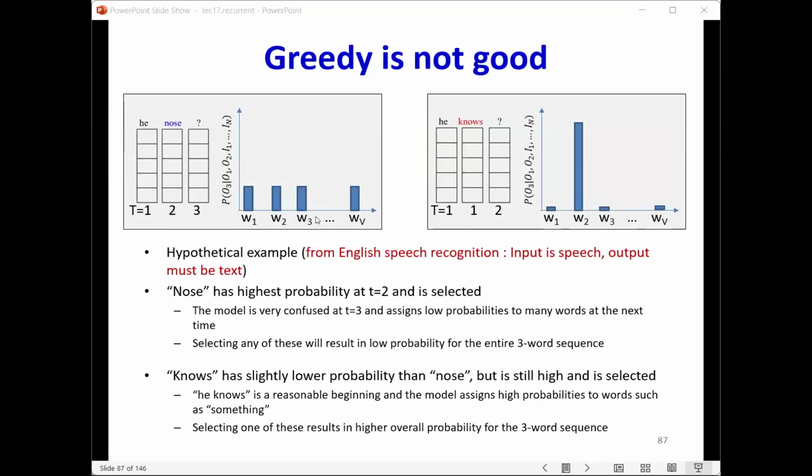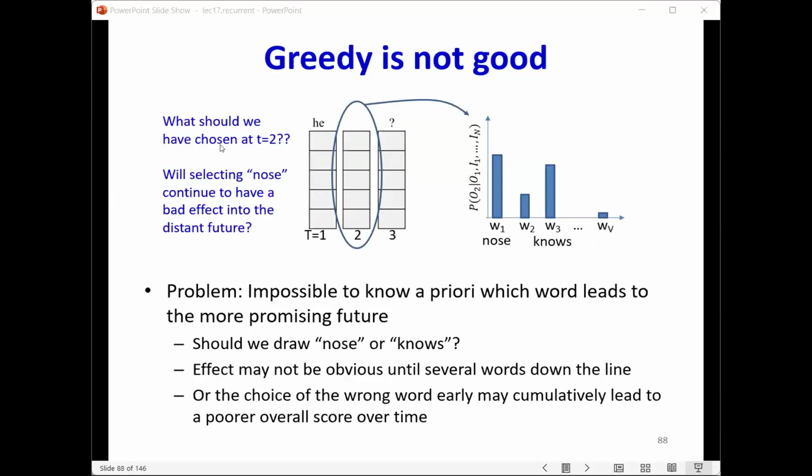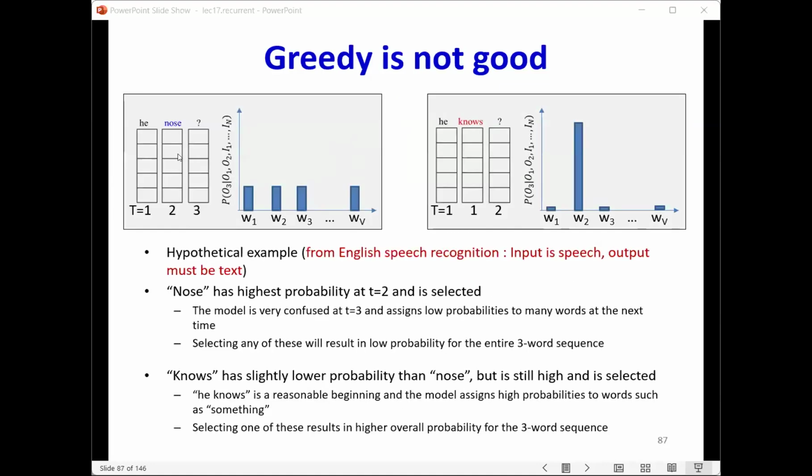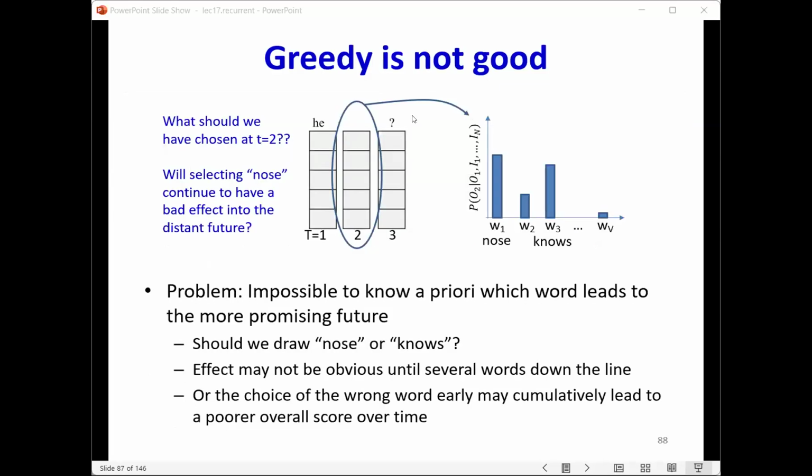But then the problem is you don't really know. You don't have the look ahead, right? Here I've given you an example where the confusion occurs immediately, but the confusion could occur anywhere down the line. And so you don't have the look ahead. It's impossible to know a priori which word leads to the more promising future. So, should we draw nose or knows? Locally, nose looked better, but the nose was better if you looked into the future, right? But then it could be worse, right?